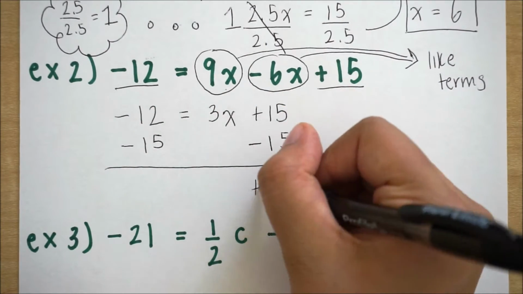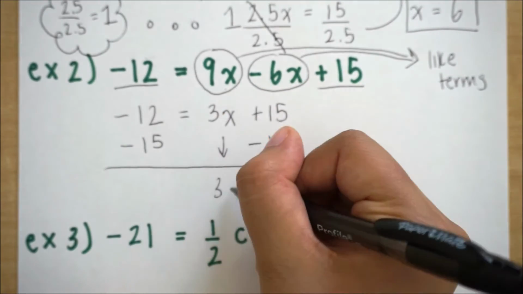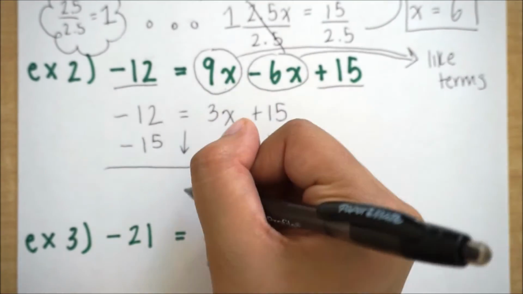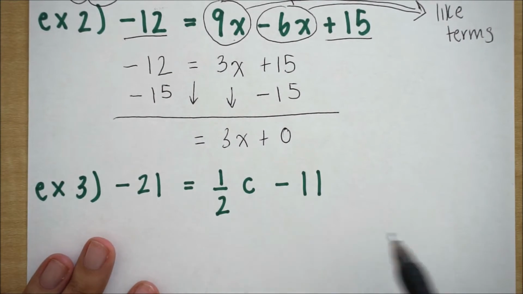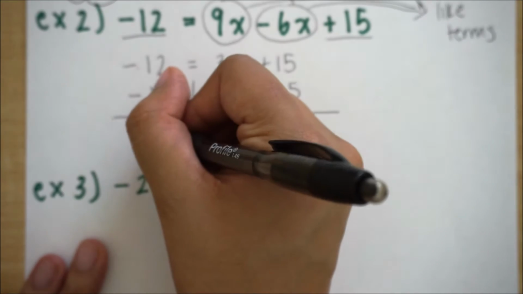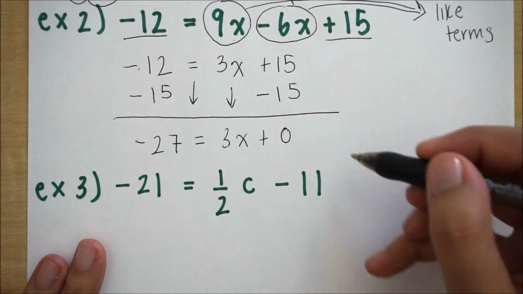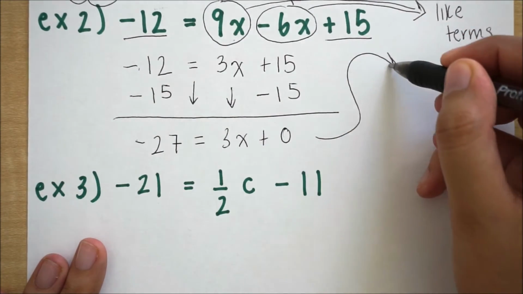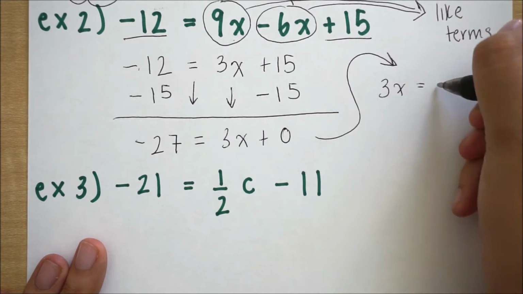Subtract both sides by 15 so we can get rid of the positive 15 on the right side. So we have 3x plus 15, or 3x plus 0 actually, is equal to negative 12 minus 15. On the right side, the positive 15 minus 15, they cancel each other out. So now we have negative 12 minus 15 is negative 27. In other words, negative 27 is equal to 3x.